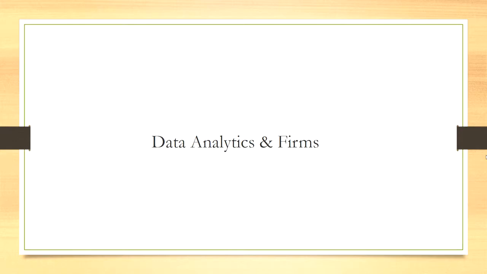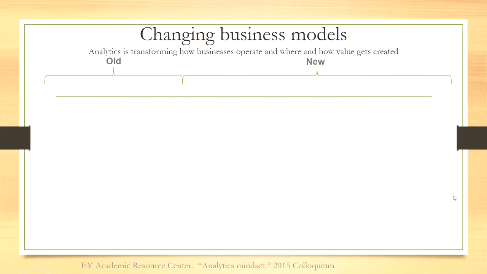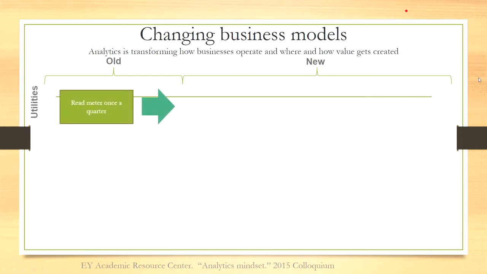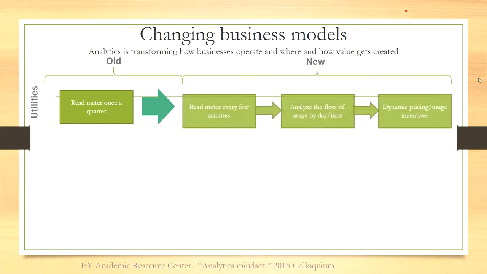Now let's start thinking about it from the different stakeholder groups. So first with firms, there's some change in business models here. Think about utilities. Chances are most of you pay utilities. In the past, you'd get a meter being read once a month or once a quarter, some infrequent amount.